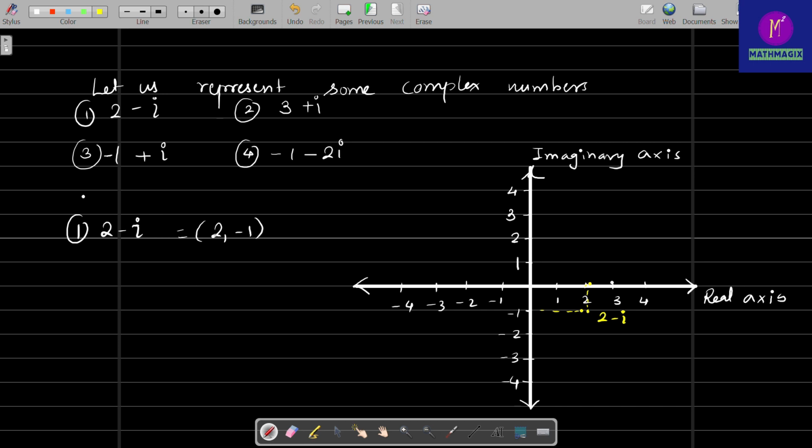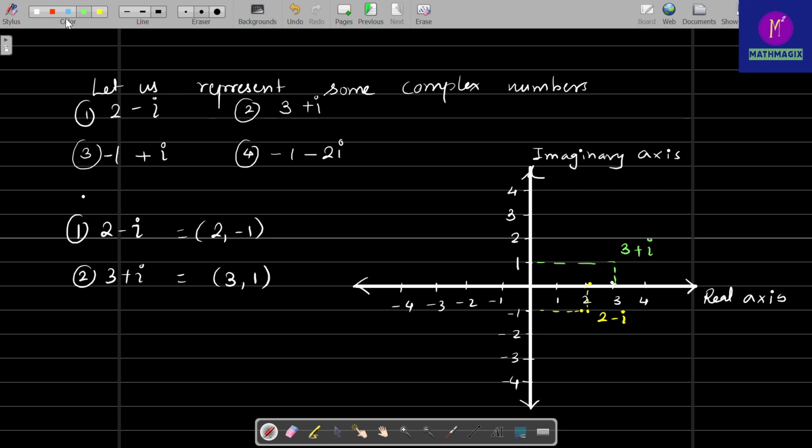Then let us try to represent another number, that is 3 plus i. Again I will write it in a coordinate form, that is 3 comma 1. So 3 comma 1, simply it is in the first quadrant, 3 distance that we can take here, and then we need to take the 1 distance on the imaginary axis. So 3 distance on the real axis and 1 distance on the imaginary axis. So that is nothing but this point. Okay, so this is nothing but 3 plus i.